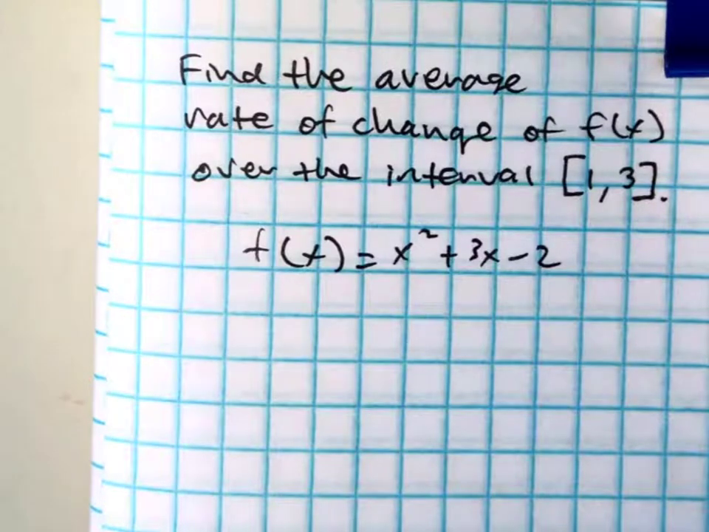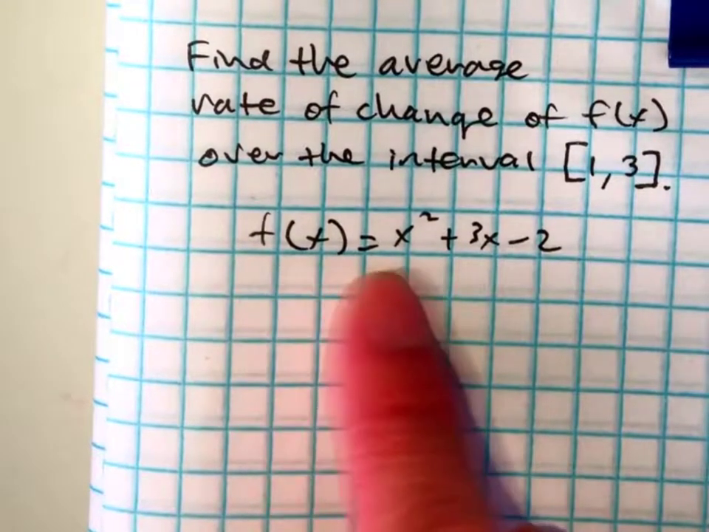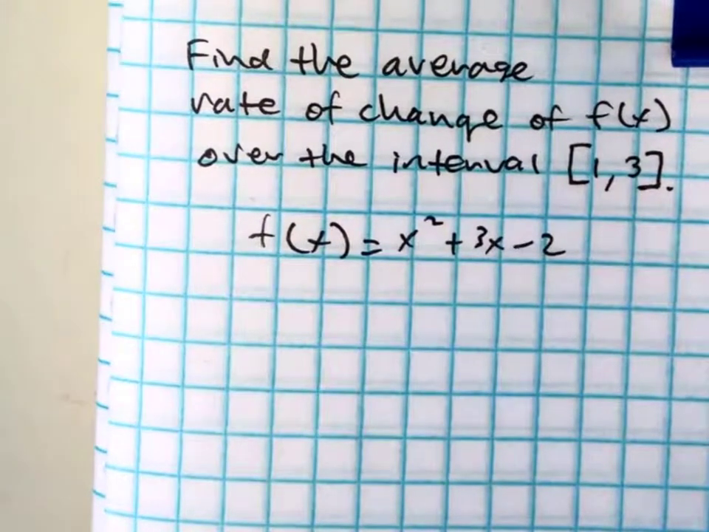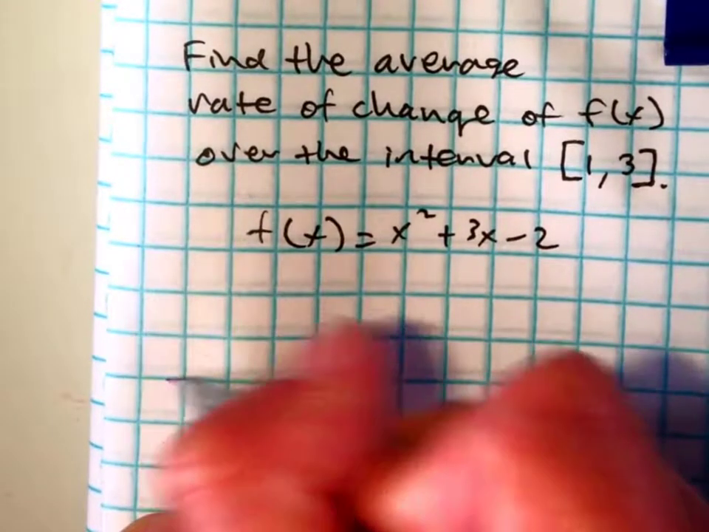Alright, and this problem says find the average rate of change of f of x over the interval 1 to 3, and the function f is x squared plus 3x minus 2. Hopefully you notice that this problem is slightly different. Let me give us a visual of what we're doing.